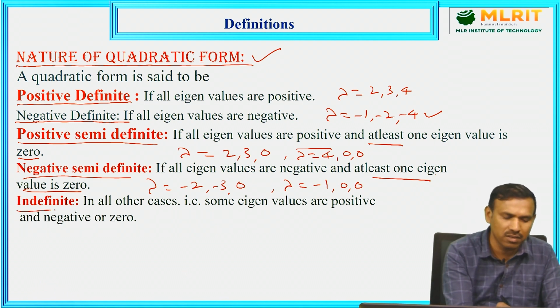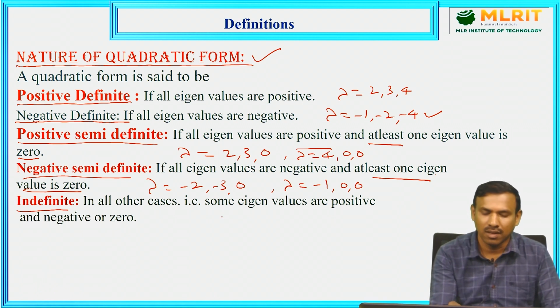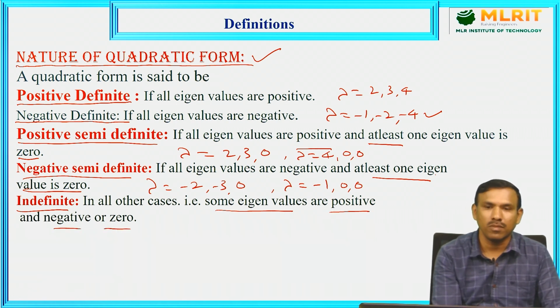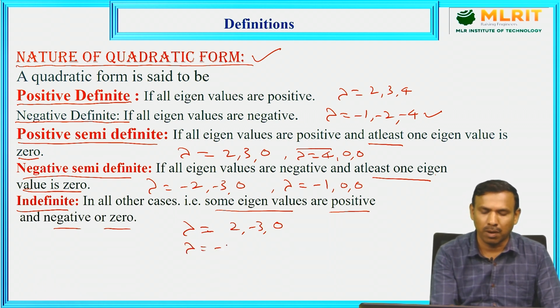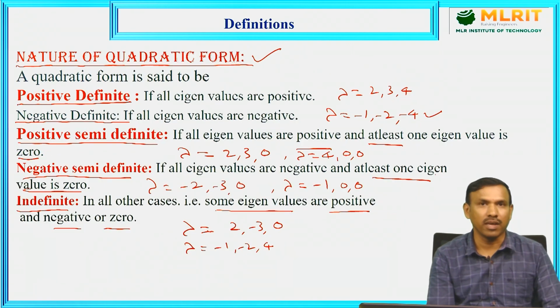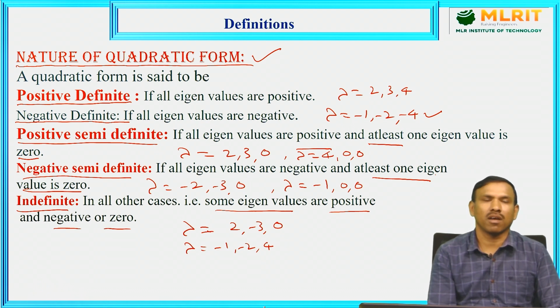And indefinite, that is, we can't say particularly positive or negative or semi. All the mixed cases, and all other cases. What are those? Some eigenvalues are positive, some are negative and some are 0. Suppose I have lambda is equal to 2, minus 3, 0. Can I say positive? Can I say negative? No. Positive is there, negative is there, 0 is there. A mixed negative-positive combination. Suppose minus 1, minus 2, 4. A mixed combination, so we can say indefinite.